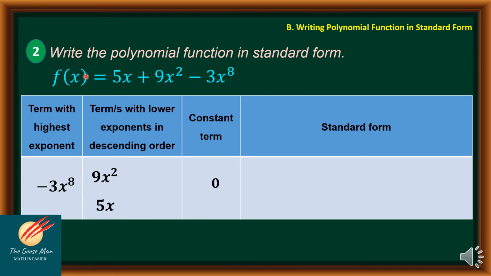There's no constant term, so therefore, we will simply write 0. Now, to write this polynomial function in standard form, we have y is equal to negative 3x to the 8th power plus 9x squared plus 5x. There's no constant term, so we don't need to write 0.